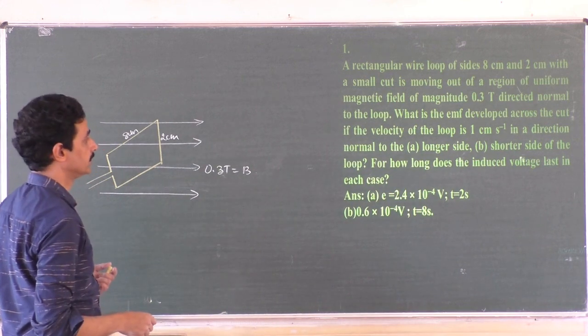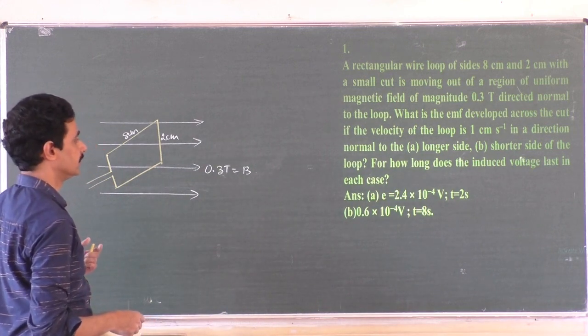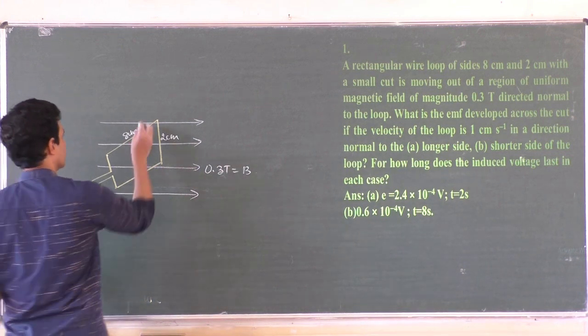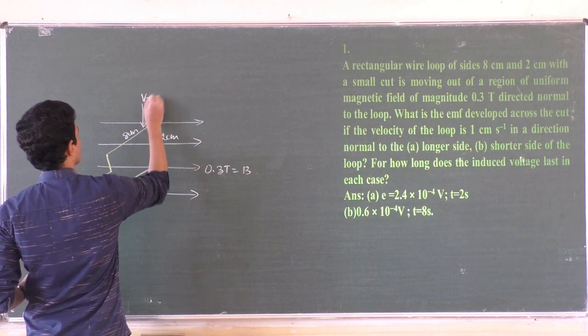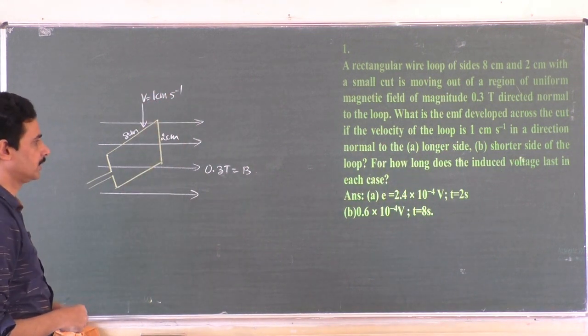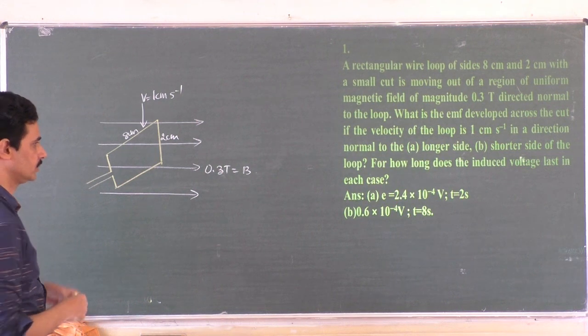And what is the EMF developed across the cut if the velocity of the loop is 1 cm per second in a direction normal to the longer side? It is introduced, V is equal to 1 cm per second in a direction normal to the longer side. For how long does the induced EMF last?